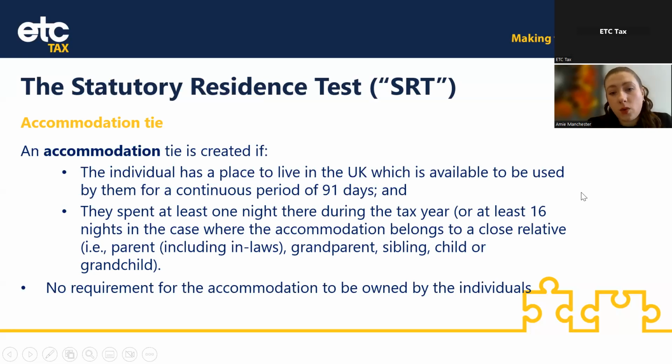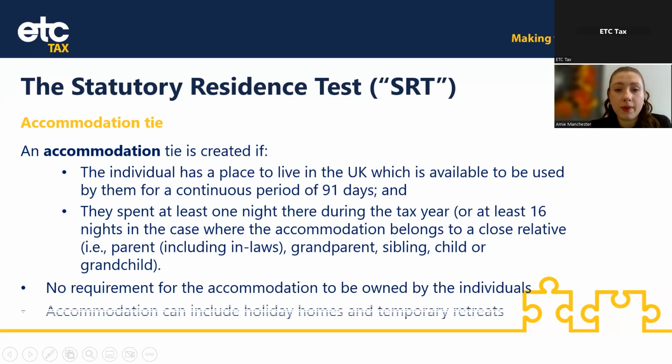There's no requirement for the accommodation to be owned by the individual, so it can be rented accommodation. You just need to be sure that it is available for that continuous period of 91 days. And accommodation can include holiday homes and temporary retreats. Again, it's important to be sure that the accommodation is available to the individual for the continuous period of 91 days. If, for example, they rent it out and it's only available every month for a month, then that test won't be met because it's not available for the continuous period of 91 days. So that's something to think about when looking at the accommodation tie.